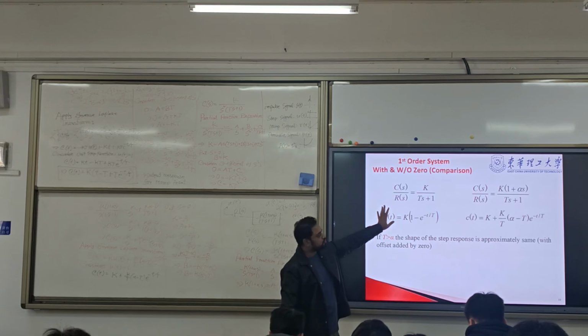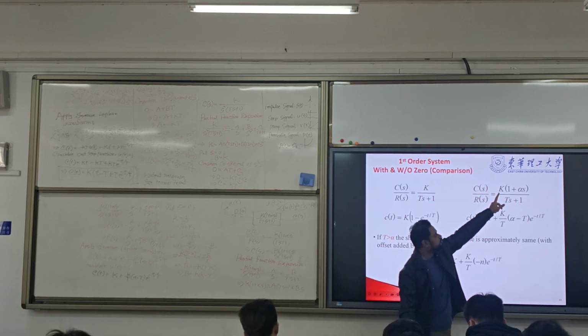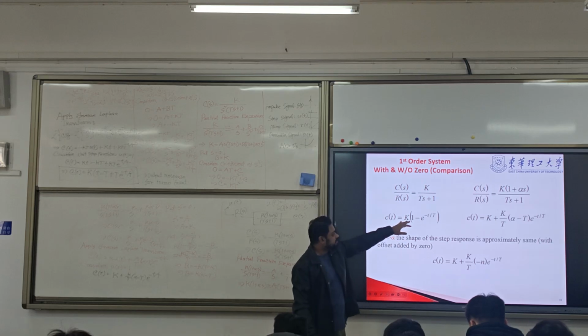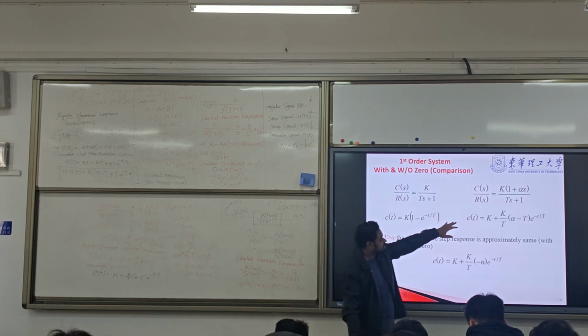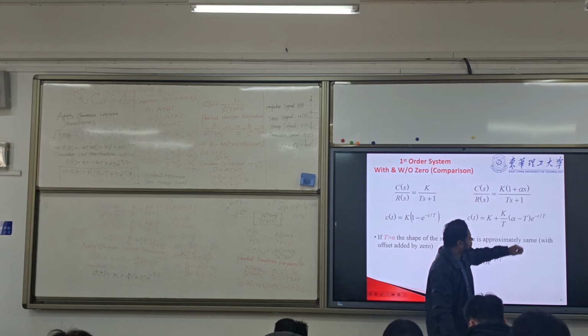There are two systems. Without a 0, this means no zeros, only K. Here we have a system with a 0, that is one 0. So K by 1 minus e to the power minus t by T, versus K plus K by T, alpha minus T, e to the power minus t by T.